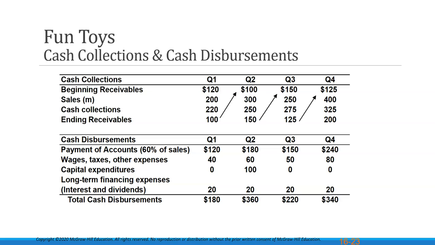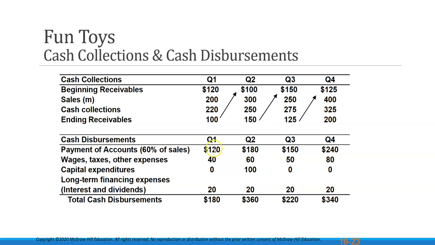So we take all of that information and we build our cash budget. We add our cash collections. So what are our beginning receivables? How much are we going to receive in cash sales? How much are we going to receive in cash collections? And what are our ending receivables going to be?